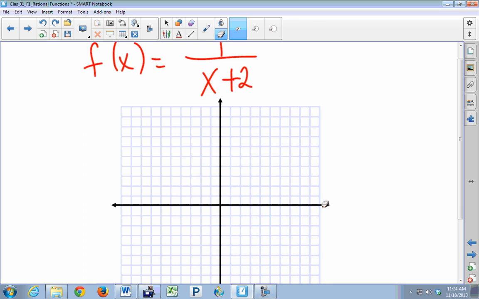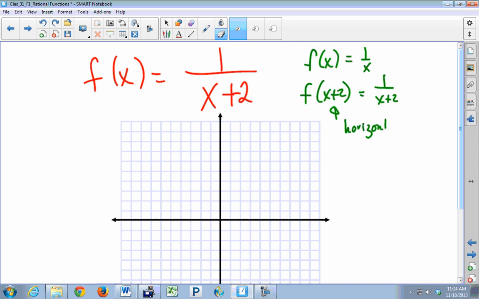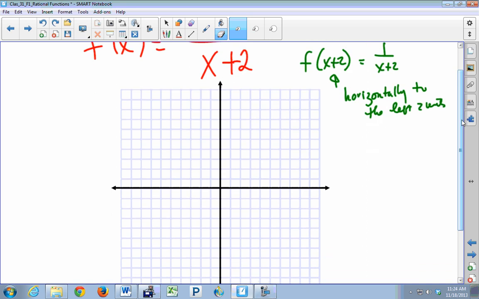I'm inside, because if f of x is 1 over x and I do f of x plus 2, I'm changing my input. So how am I shifting? I'm shifting horizontally, to the left 2 units. So do I have to think about all of that stuff again? No, all I have to do is say it's going to look just like the parent function, but I'm going to pick that parent function up and move it 2 spots to the left. That's all I'm going to do.